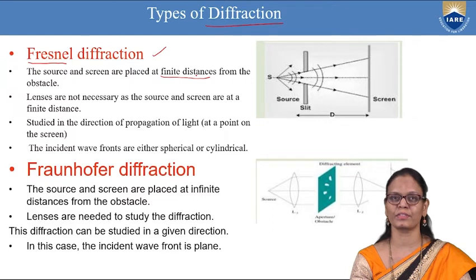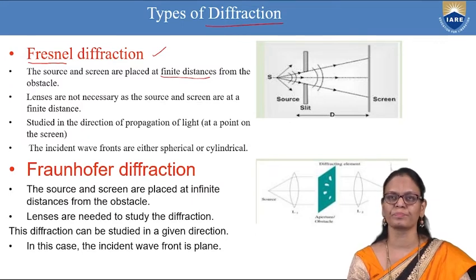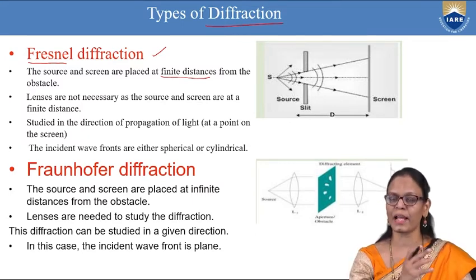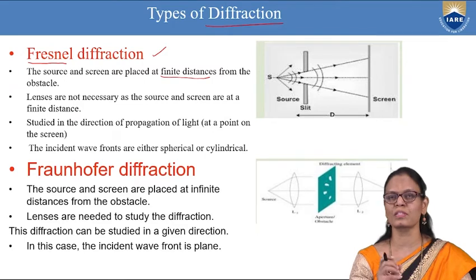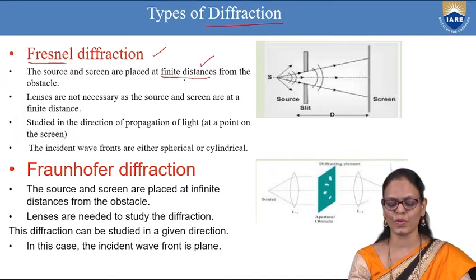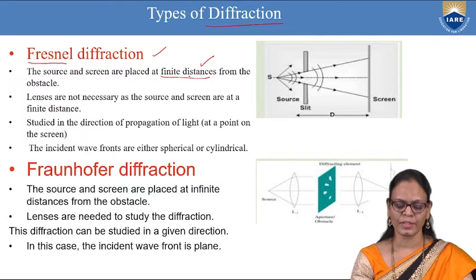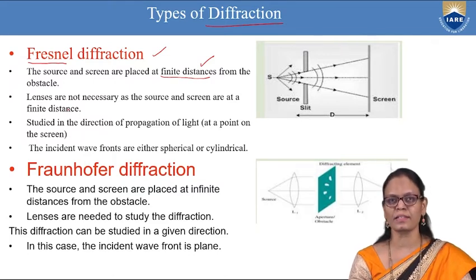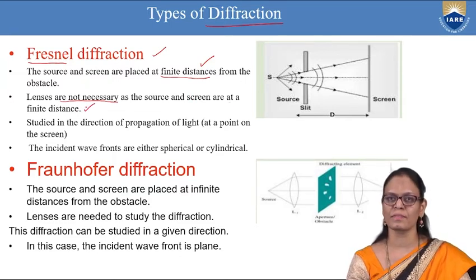Very important point. Diffraction is the bending of light around the corners of the obstacle. So, there is an obstacle and the light falls on it, and it bends around the corners. But here, the source and the screen are at finite distances which we can measure. Therefore, we don't need any lenses. Lenses are not necessary as the source and screen are at finite distance.